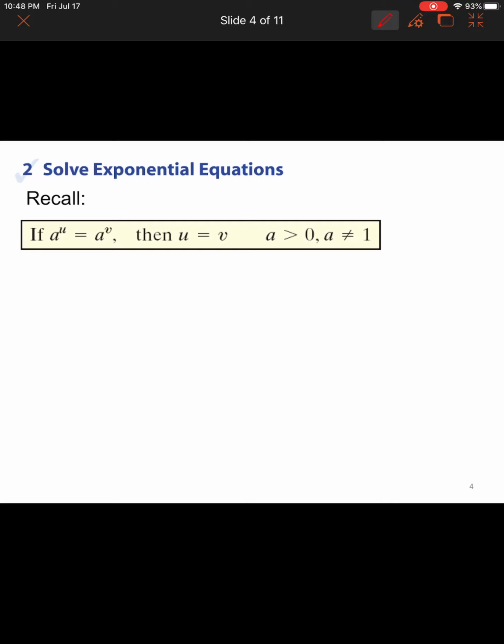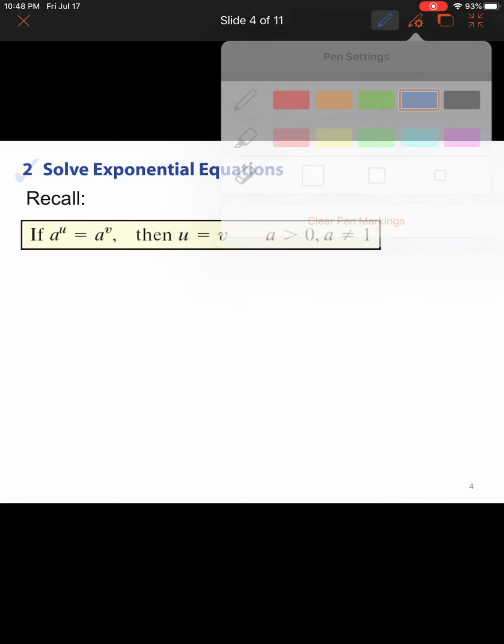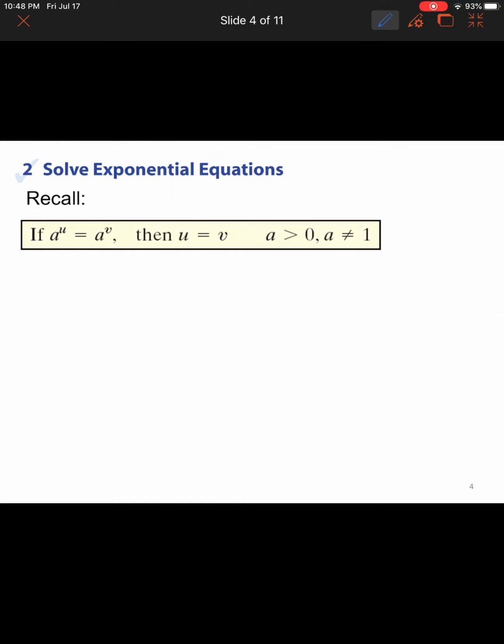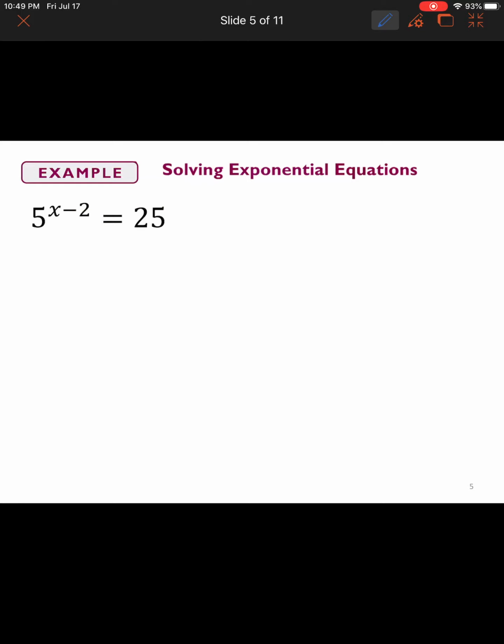Alright, another quick recollection. If you have exponentials and the bases are the same, then the only way those two exponentials can be equal to each other is if the exponents are equal to each other also. The base here is a. The exponents on each of those are u and v. So let's jump into an example. We have 5 to the x minus 2 equal to 25.